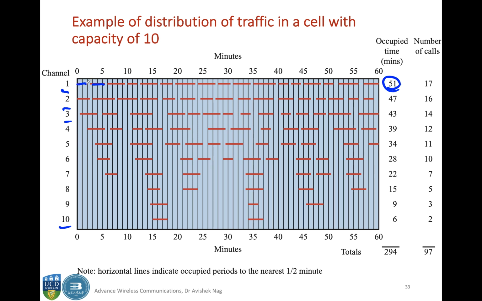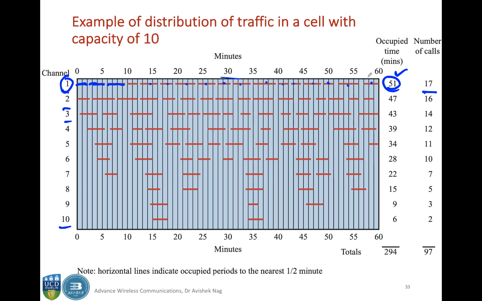Let's say this is 2 minutes. This is again 3 minutes. This is again 1 2 3 and a half, so 3.5 minutes. In this way, the duration of all these red lines signifies the number of minutes a call is in progress. So the total call occupancy time for this channel 1 is 51 minutes, and the total number of calls is 17. So this is 1 2 3 4 5 6 7 8 9 10 11 12 13 14 15 16 and 17. These are the total number of calls.